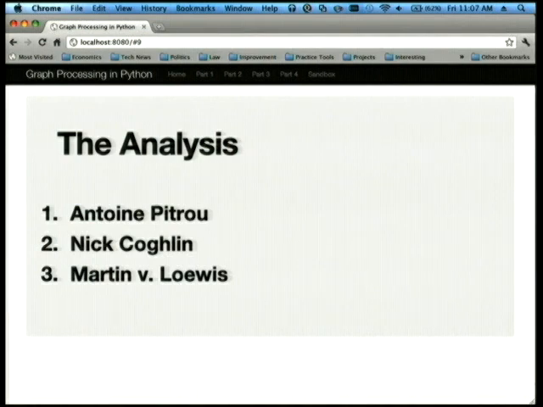Antoine Pitrou was the most central person on Python Dev last year. He narrowly beat out Nick Coghlan. If you posted to Python Dev, you were more likely to get a response from Antoine than from anybody else. He had a centrality score of 0.2, and Nick Coghlan had about 0.19, which is incredibly high.